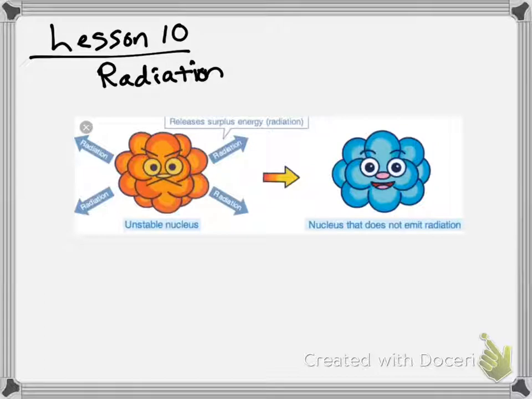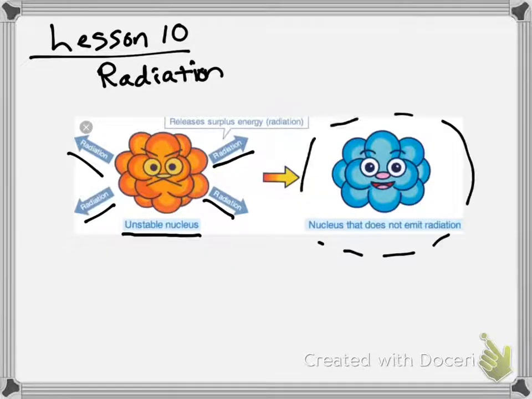In lesson 1, we learned about what kind of atoms emit radiation. And you learned that an unstable nucleus is what emits radiation. This picture shows us an unstable nucleus. It's really unhappy. So you can see that the unstable nucleus emits radiation. And then the nucleus becomes happy, or we like to say the nucleus becomes stable.